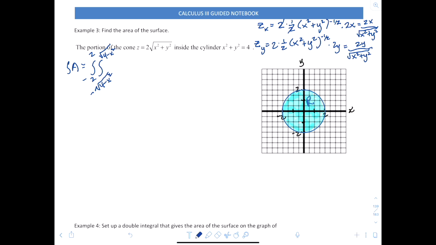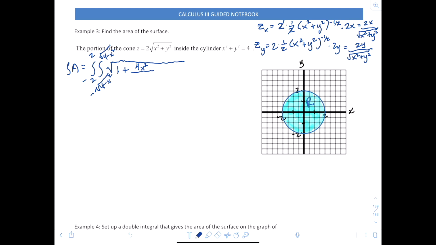So then this will all be the square root of 1 plus 4x squared over x squared plus y squared, plus 4y squared over x squared plus y squared. I'm already squaring them. dy dx. But this will simplify quite a bit.